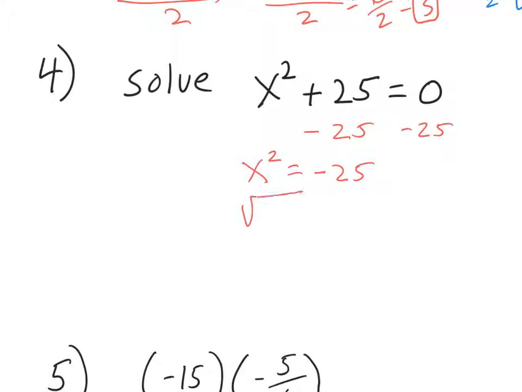Then we'll do the square root on both sides. x is equal to the square root of negative 25. And since there's no number that if you multiply it by the same number, you're going to get negative 25, this problem is going to have no solution, or no real solution. Anytime you have a negative underneath the radical, it's no real solution.